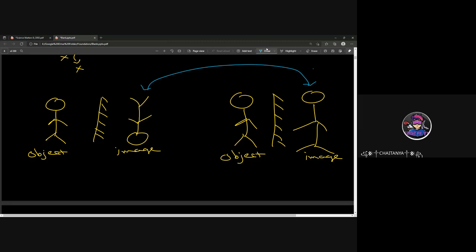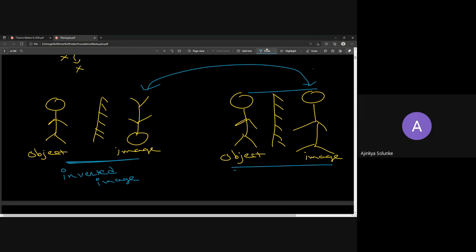Sir, one image is upside down. Yes, one image is upside down, right? This one. Okay, so that upside down image is called an inverted image. What do we call it? Inverted image. And this is not upside down. Okay, so this we are going to call an erect image. What kind of image? Erect image.